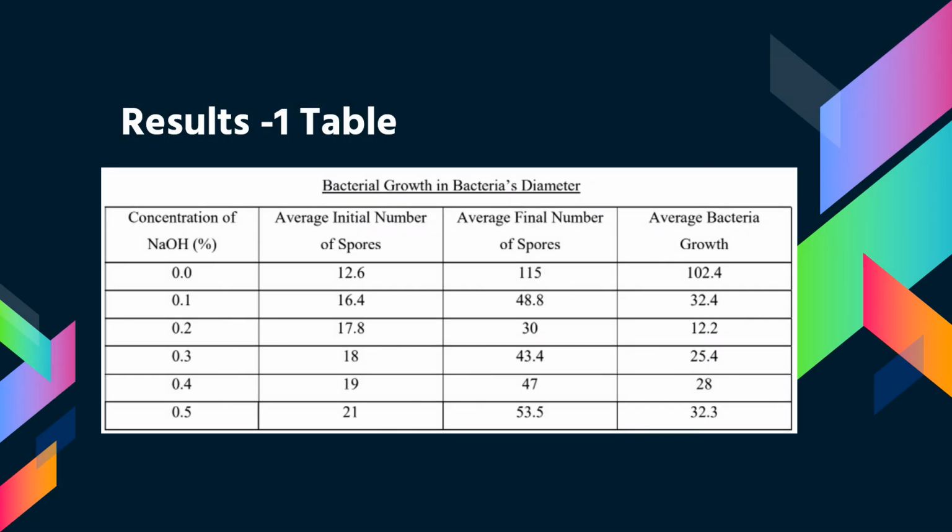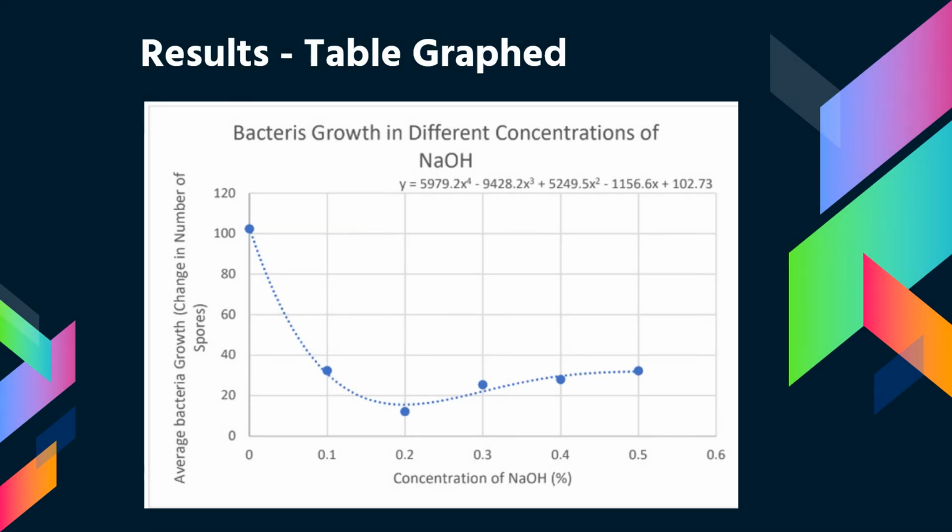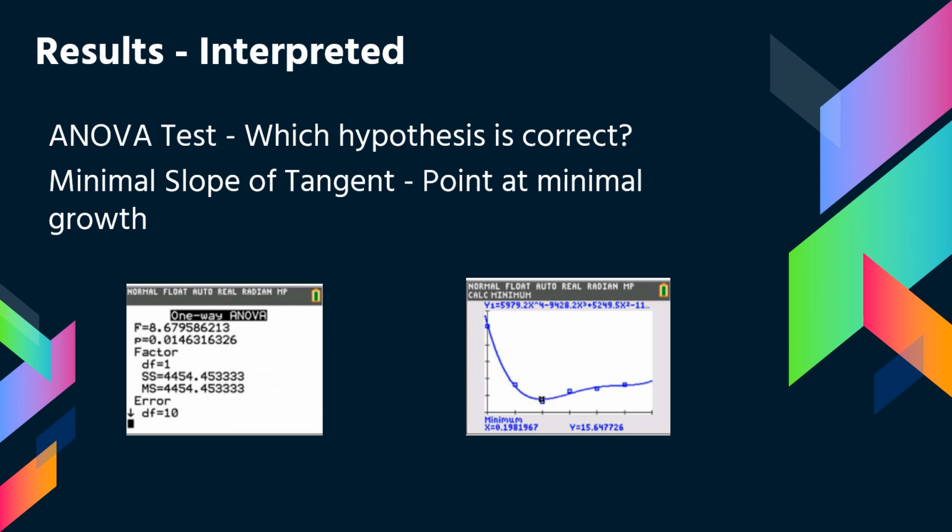Results. Here is a more optimal way for you to see the results. Results interpretive. In the ANOVA test, which hypothesis is correct? It takes my p value compared to alpha, and if it is lower or greater, it determines if my hypothesis is correct. And my hypothesis is correct. Minimal slope of tangent point at minimum growth, as you can see on the other graph.